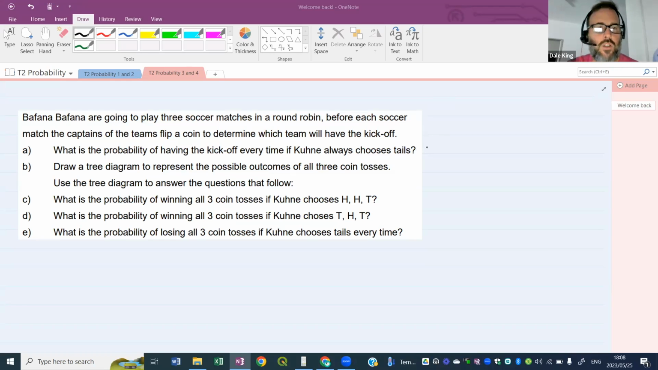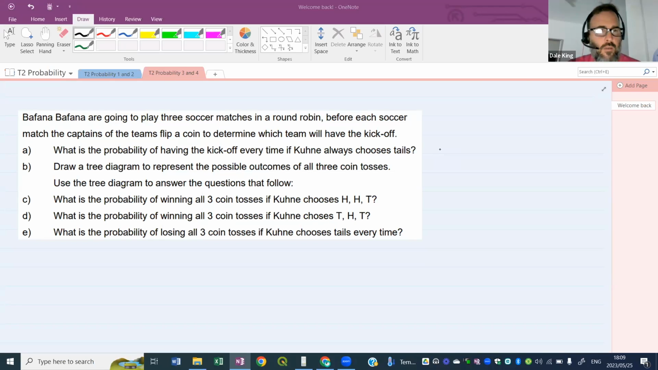Now, I'm going to come back to this question, but let's look at question B, because looking at this question, you might be thinking, oh my gosh, where do I even start? All right, he's going to do it 3 times. He always chooses tails. What's the chance he's going to kick off every time or win on tails every time? Now, just looking at that question, question A on its own, can be quite challenging, but we've learned to draw diagrams to help us with this. So let's do B first.